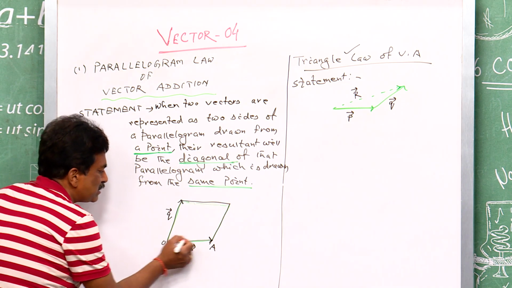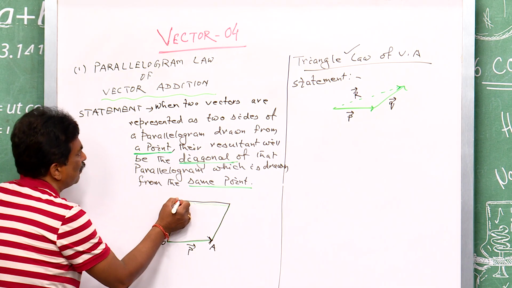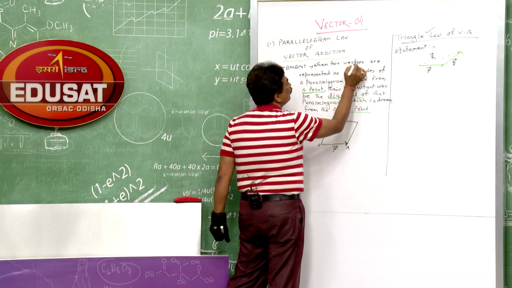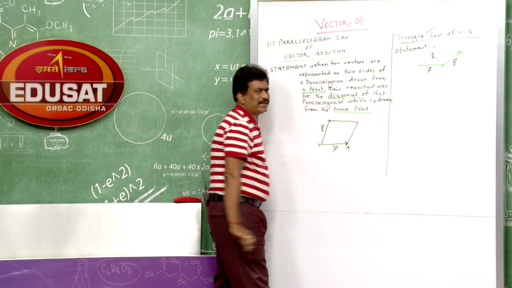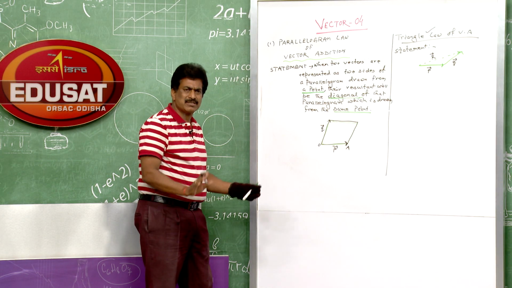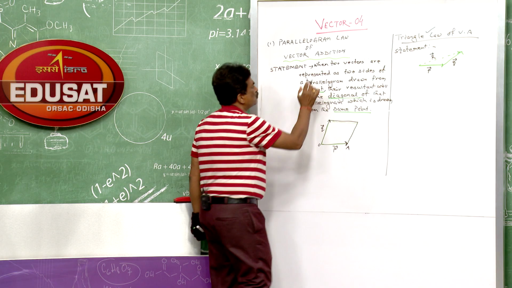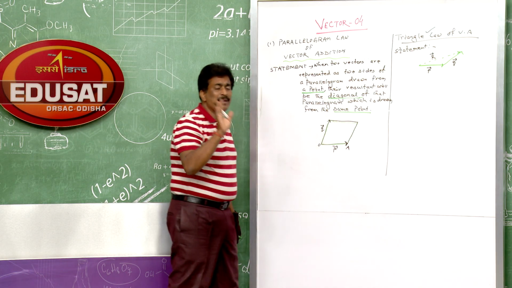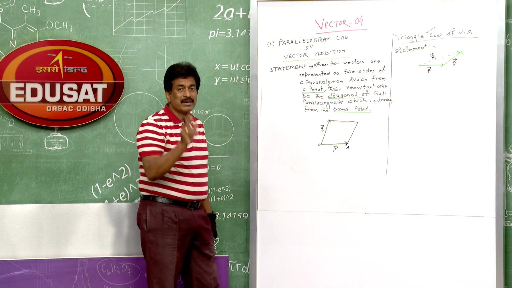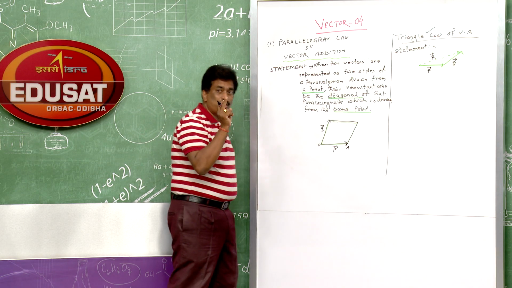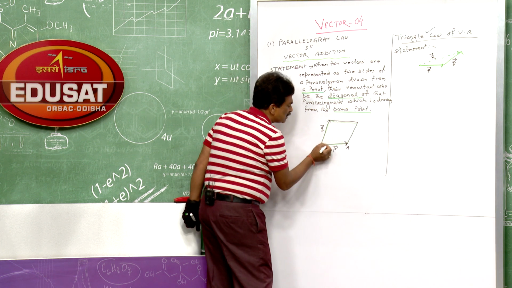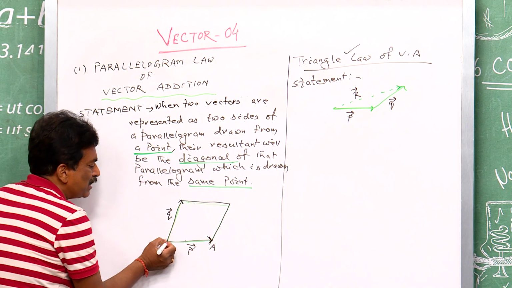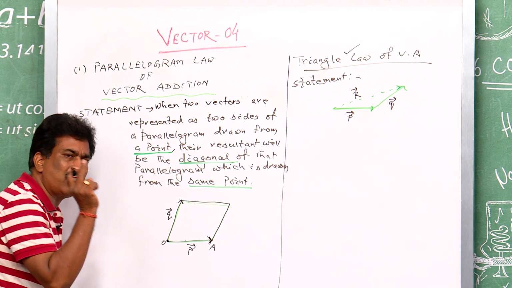And here this is one vector and this is another vector. When two vectors are represented, in some books you will find that when two vectors are written with magnitude and direction, the magnitude and direction must be there. So, when two vectors are represented as two sides of a parallelogram, in a parallelogram there are four sides, but they are represented as the two sides. Which two sides? Those two sides which are adjacent to each other, drawn from a common point.